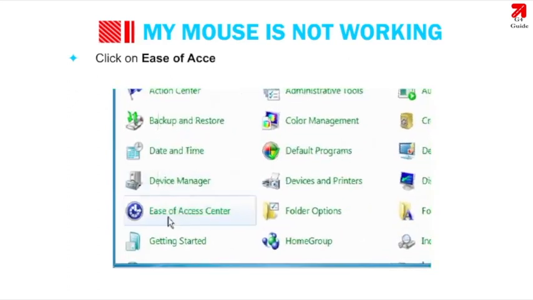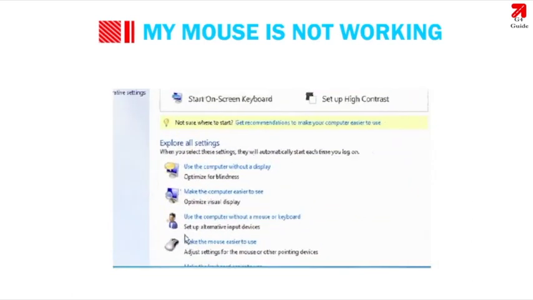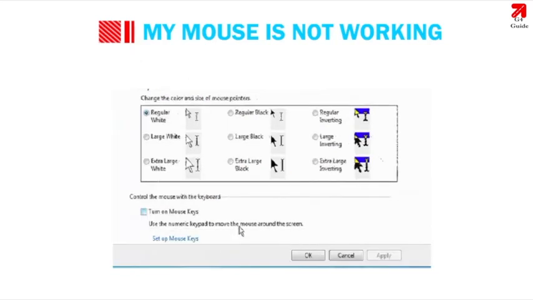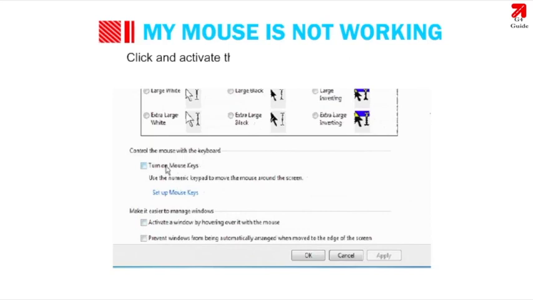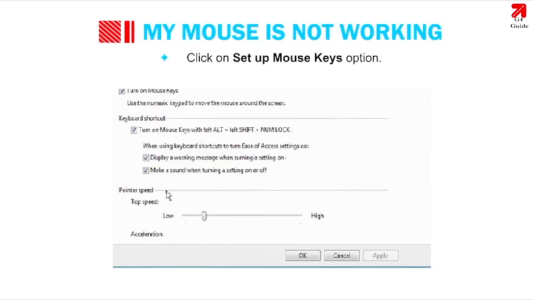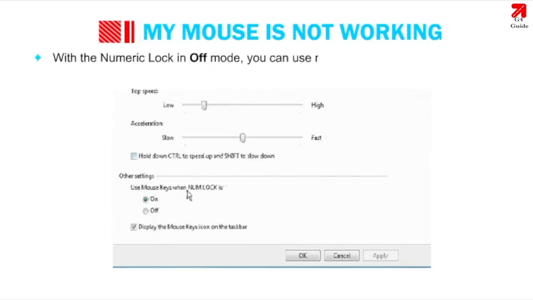Click on Ease of Access Center category from Control Panel window. Click on Make the mouse easier to use option. Click and activate the checkbox Turn on mouse keys. Click OK. Click on Set up mouse keys option. With the numeric lock in off mode, you can use numeric keypad for mouse functions. Click OK.